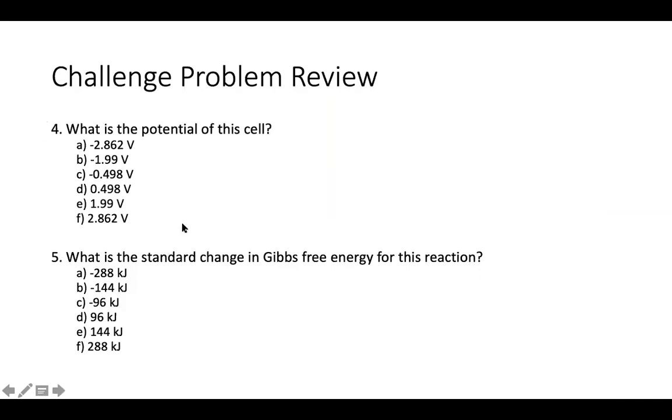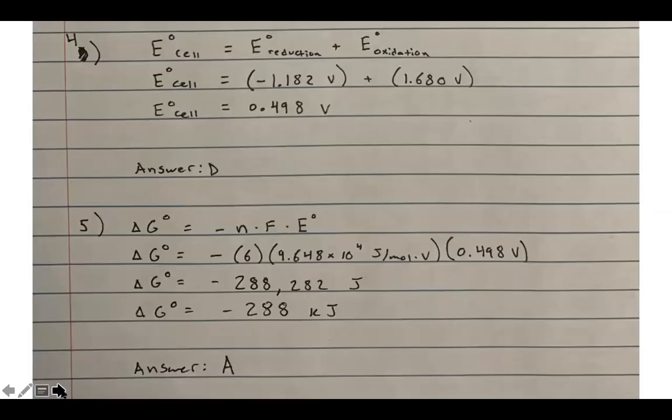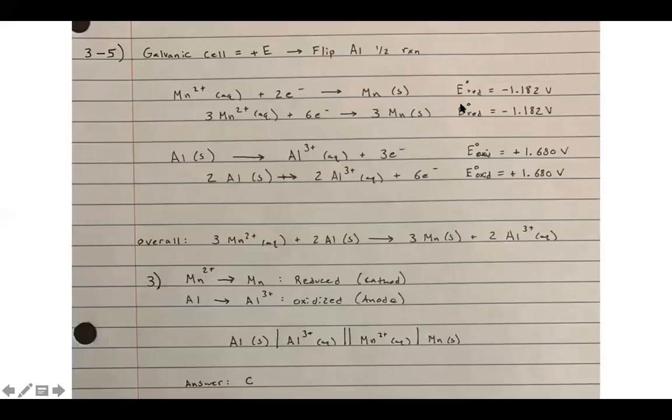Okay, 4, again, what's the standard cell potential for the cell? And 5, what is the standard change in Gibbs free energy? And so 4, we really did all the hard work for 4 already, right? Let me go back 2 slides, we already manipulated our 2 half reactions. So once we get our half reactions in terms of reduction and oxidation, you'll see that we added these reactions together to get our overall equation.